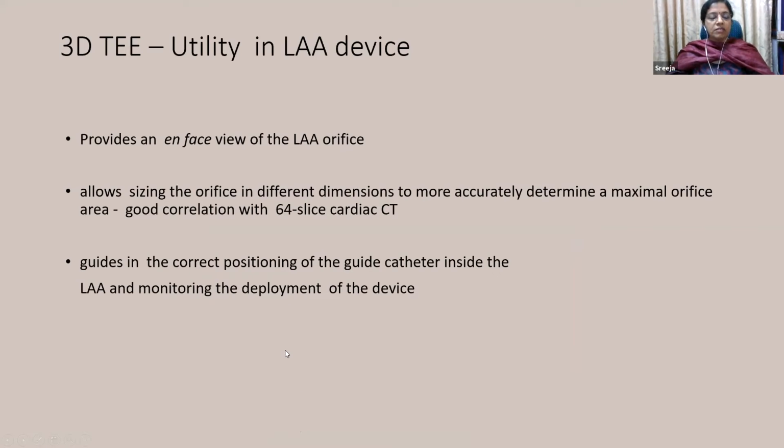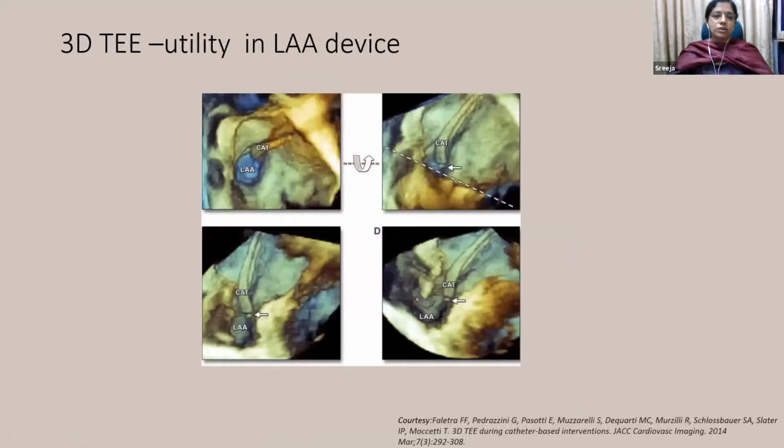Used in LA appendage device, it provides an en-face view of the LA appendage orifice, which allows sizing of the orifice in different dimensions, and this sizing is shown to correlate nicely with the 64 slice CT. It also guides the correct positioning of the guide catheter inside the LA appendage and monitoring the device.